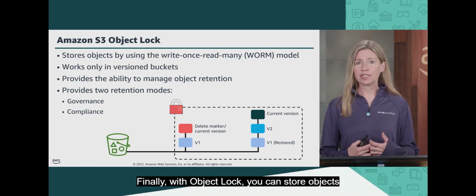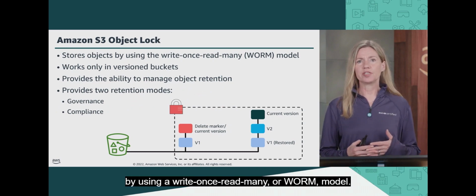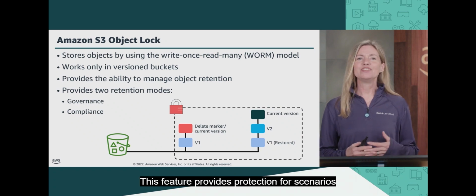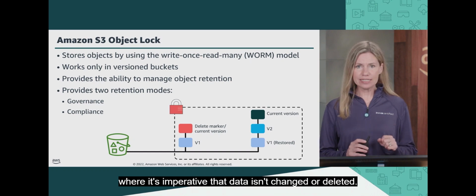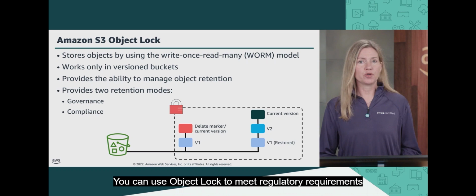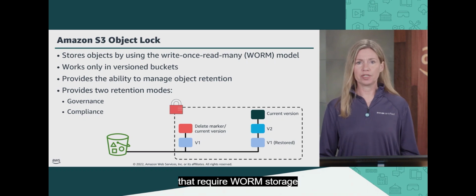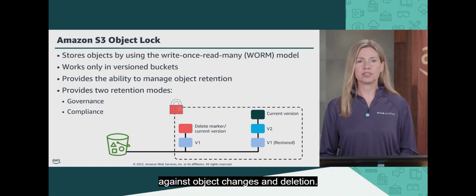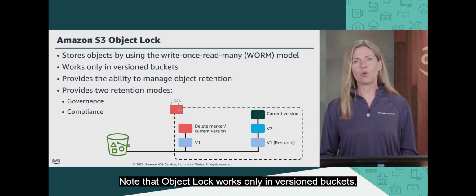Finally, with object lock, you can store objects by using a write once, read many, or WORM model. This feature provides protection for scenarios where it's imperative that data isn't changed or deleted. You can use object lock to meet regulatory requirements that require WORM storage, or add an extra layer of protection against object changes and deletion. Note that object lock works only in versioned buckets.